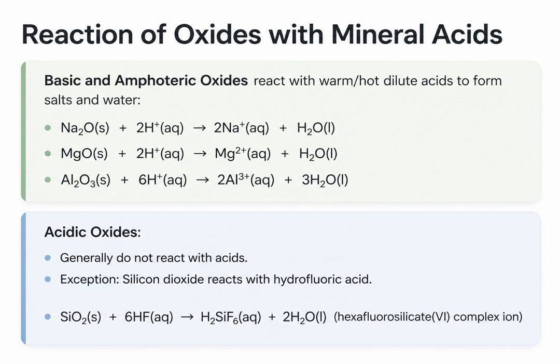Conversely, when we introduce mineral acids like hydrochloric or sulfuric acid, the basic oxides of sodium and magnesium, along with the amphoteric aluminum oxide, react readily to form their respective salts and water. The reactivity naturally decreases as we move across the period. The strictly acidic oxides of phosphorus, sulfur, and chlorine do not react with acids at all. There is one notable exception. Silicon dioxide will react with aqueous hydrogen fluoride to form a soluble hexafluorosilicate complex ion and water.